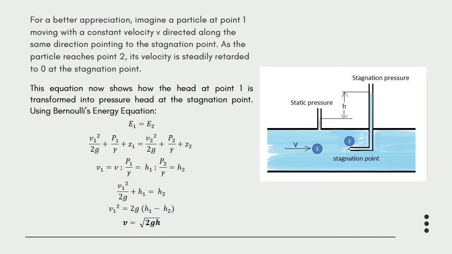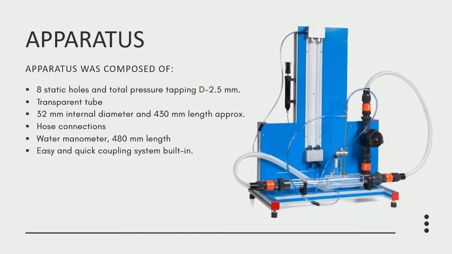Using Bernoulli's energy equation, we came up with a formula to calculate the velocity of fluid flow given the difference in height in the device. For the apparatus, this is what we use in laboratories. It is composed of 8 static holes and total pressure tapping, diameter 2.5 mm, a transparent tube, a 32 mm internal diameter, and a 430 mm length approximate, hose connections, and a water manometer for 180 mm length, and an easy and quick built-in coupling system.